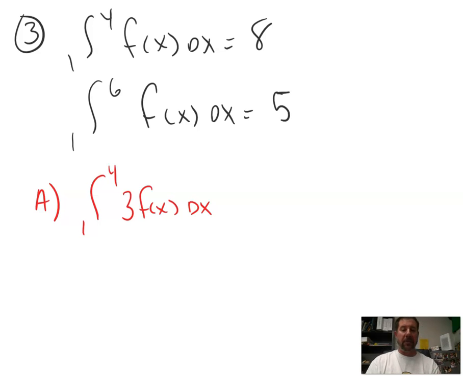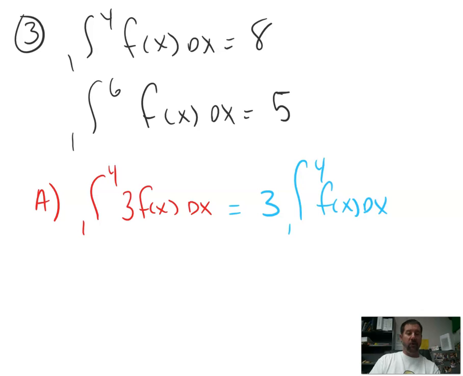So here we're just going to use some of our properties. I could rewrite this integral as 3 times the integral 1 to 4 of f of x dx using our constant property. And so I know that this is 3, and we are told up here that that integral is 8. So this is going to be 24 if I evaluate it.